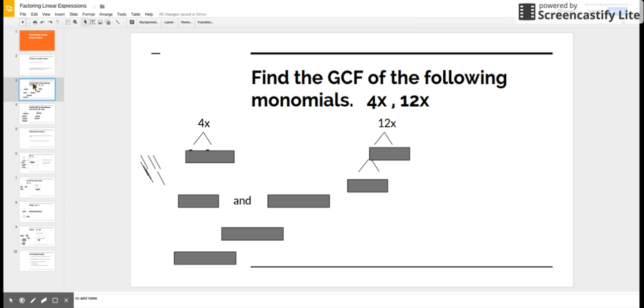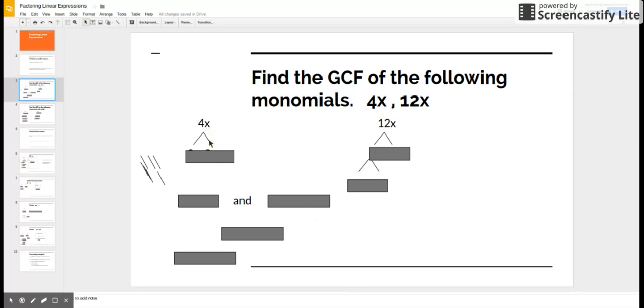Find the GCF of the following monomials, 4x and 12x. The purpose of finding the GCF just means to find the greatest common factor, the greatest factor that goes into both 4x and 12x. Here I show you how to make a tree diagram.